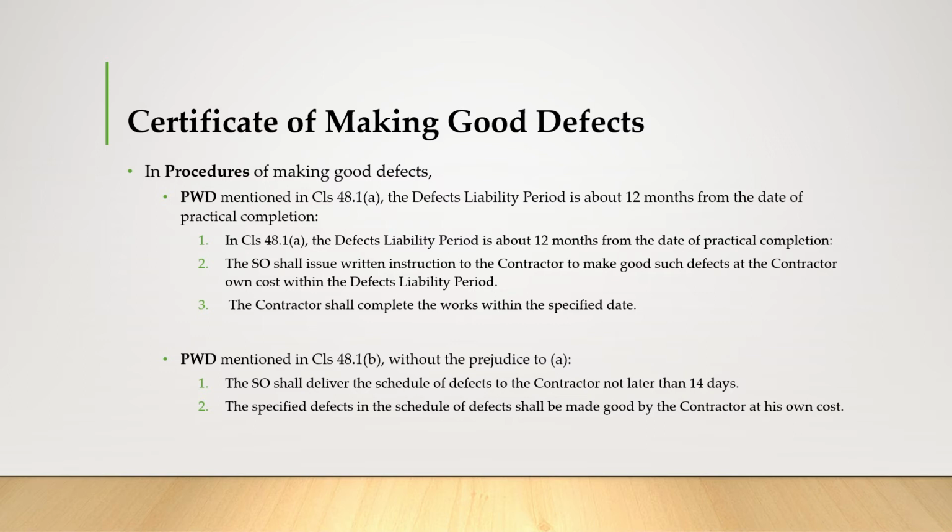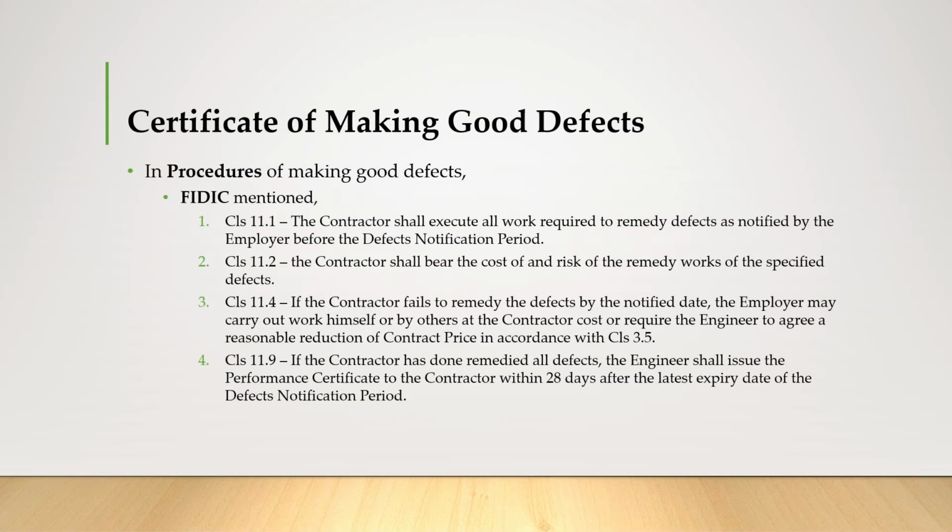And the PWD also mentioned in clause 48.1b, without prejudice to A, the SO shall deliver the schedule of defects to the contractor not later than 14 days. The specific defects in the schedule of defects shall be made good by the contractor at his own cost.